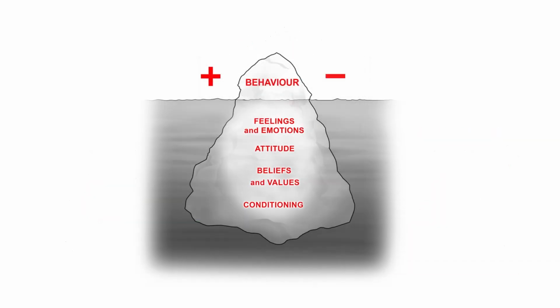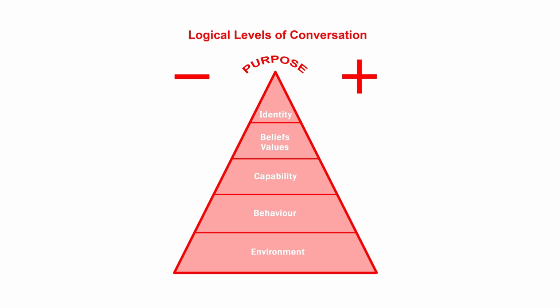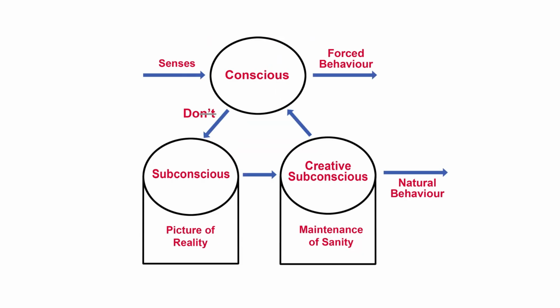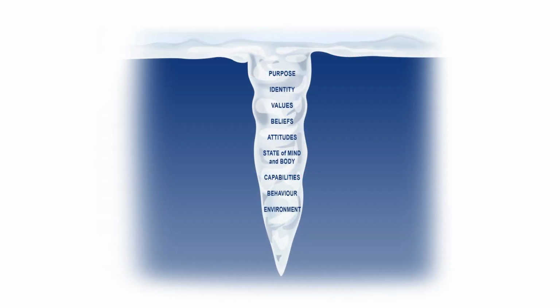We have the iceberg, which starts with behaviour, feelings and emotions, attitude, beliefs and values, and conditioning. We have the logical levels tool, which starts at the bottom with environment, then moves up to behaviour, through capability, beliefs and values again, identity and purpose. And finally, we look at the state of mind and body tool, which covers how we think, how we emote, and how that drives our behaviour. When we join all of these together, this creates a modelling excellence tool we call the icicle.